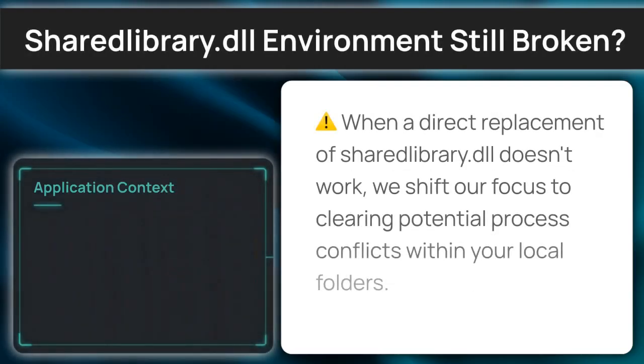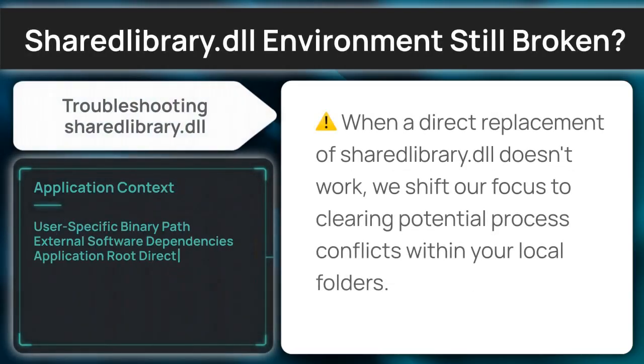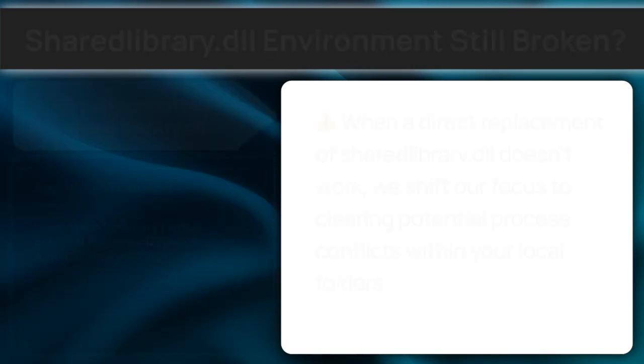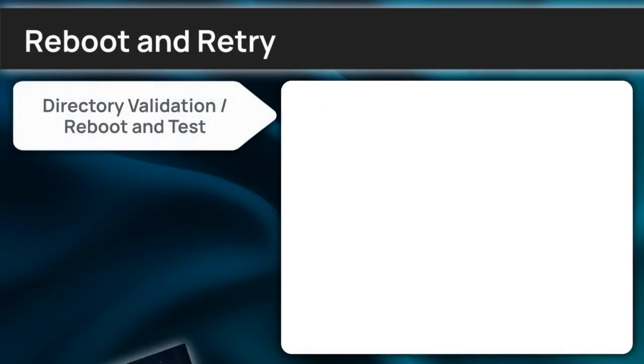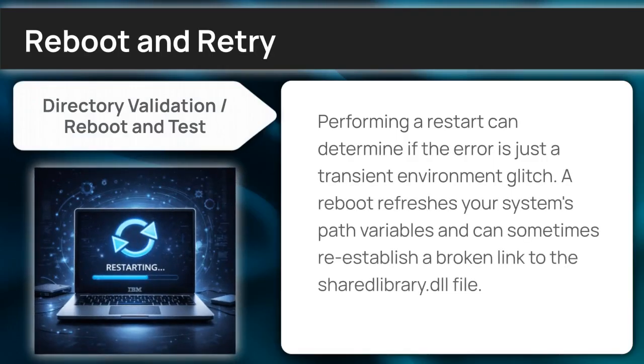When a fresh installer fails to clear the error, it typically points toward a deeper conflict within the Windows execution layer. A simple restart can resolve file in use errors that mimic a missing shared library module message. It's a low-effort step that ensures your operating system starts with a clean execution stack.